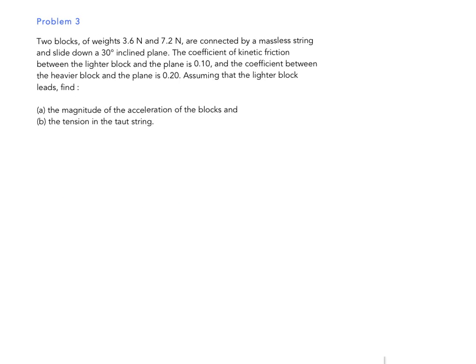Okay guys, stay with me on this problem. It's got a bunch of algebra, but it is a pretty cool problem because we've got two bodies here that are coupled by a massless string sliding down an incline. They have different weights. The coefficient of kinetic friction is different for the two blocks, and we assume that the light block is leading. So you can see that we have the weights here, not the masses. These are weights. We also have the coefficients of friction for them. That's what we have here.